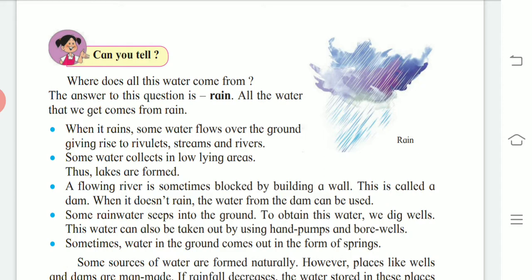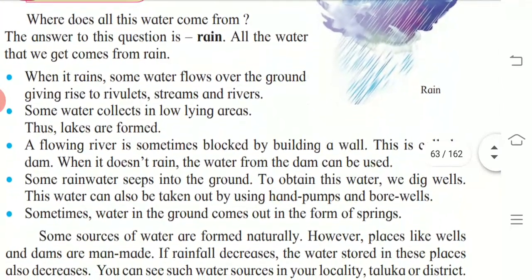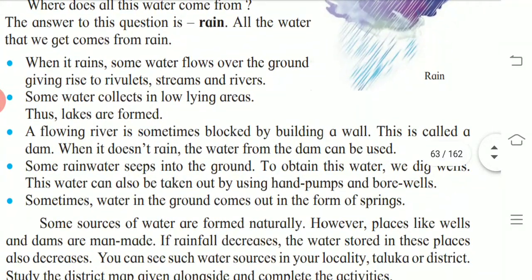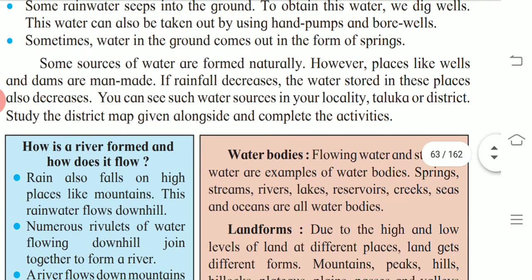Some rainwater seeps into the ground. To obtain this water, we dig wells. This water can also be taken out by using hand pumps and bore wells. Sometimes water in the ground comes out in the form of springs. Some sources of water are formed naturally. However, places like wells and dams are man-made.